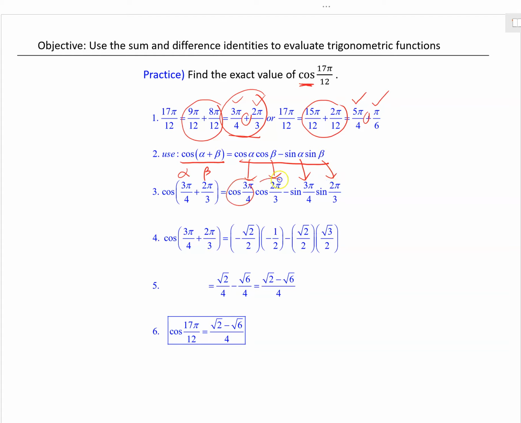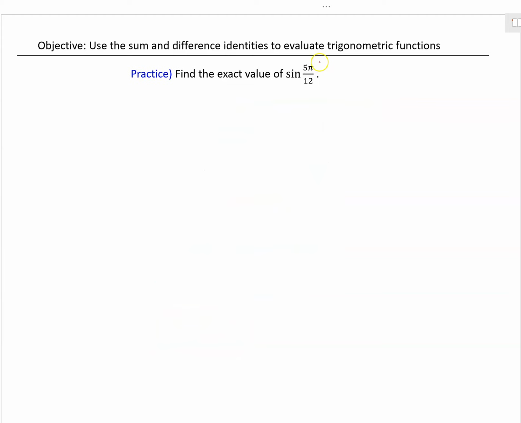Then use your unit circle and replace each of these 4 with the value they're equal to, which is negative root 2 over 2 and negative 1/2, because 3 pi fourths and 2 pi thirds are in the second quadrant where cosine x is negative, and the signs are both positive. And then that gives us root 2 minus root 6 all over 4. All right, there's another one here for you to try. This time we're going to find the sine of 5 pi 12ths. Pause your video here and give this one a try.